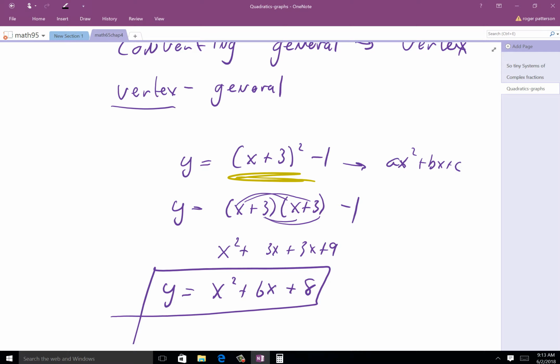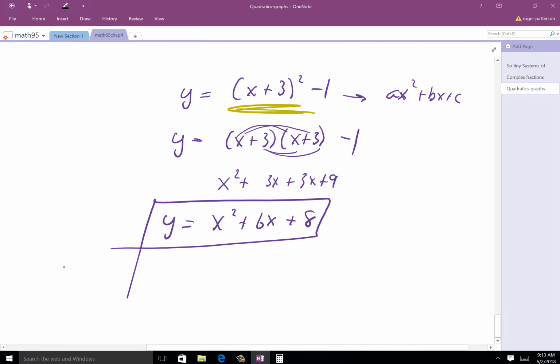So if we wanted to convert from vertex form to general form, that's what we would do. On a test or a quiz, a question could be, if it's in vertex form, write it in general form. But all you're doing is algebraic simplification or expansion, whatever you want to call it.